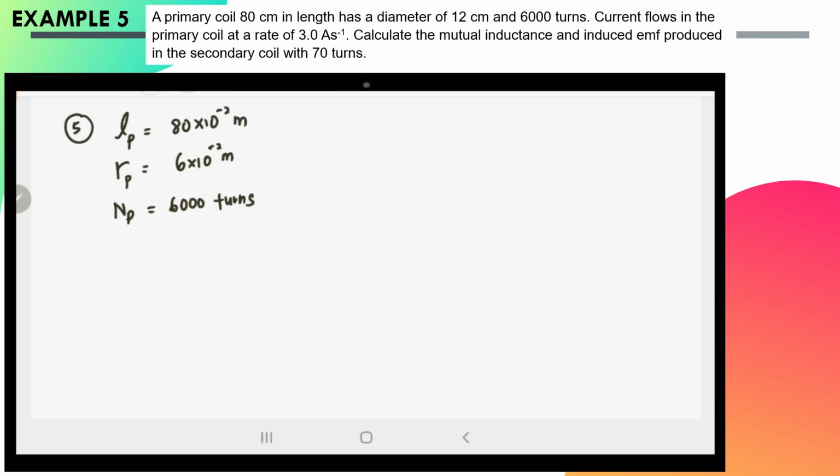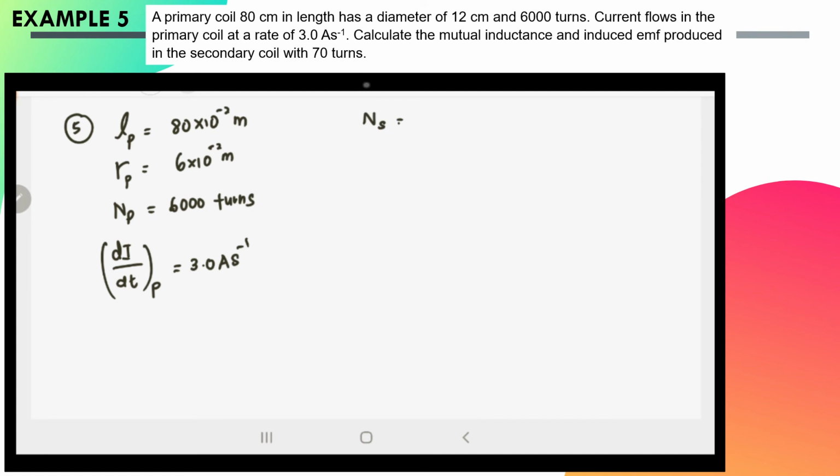The number of turns for the primary coil is 6,000 turns. The current flowing in the primary coil is given at a rate of 3.0 ampere per second, so it gives you dI_P over dt for the primary coil as 3.0 ampere per second. So what else? Calculate the mutual inductance and induced EMF produced in the secondary coil, where the number of turns of the secondary coil is given as 70 turns.